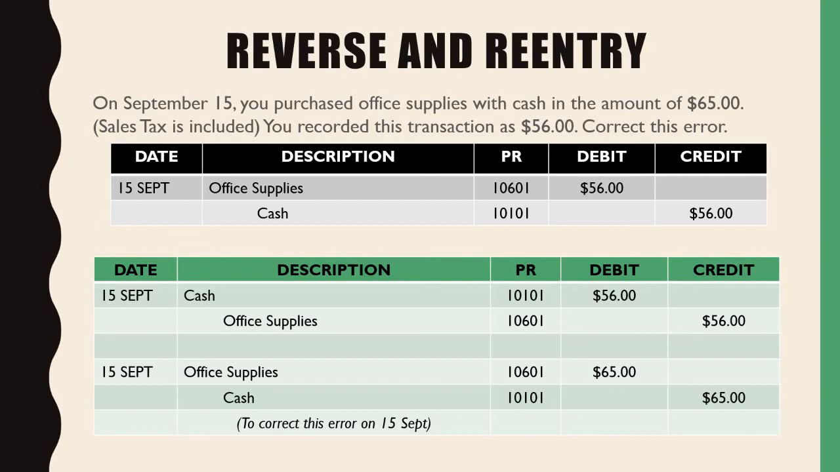All right? So this is called the reverse and the reentry because it requires two journal entries, right? My first transaction here is I need to reverse it. I need to return the items and get back my money. The next one is going to be journalizing that I'm going to re-enter this transaction, but for the correct amount. Okay? Any questions here?